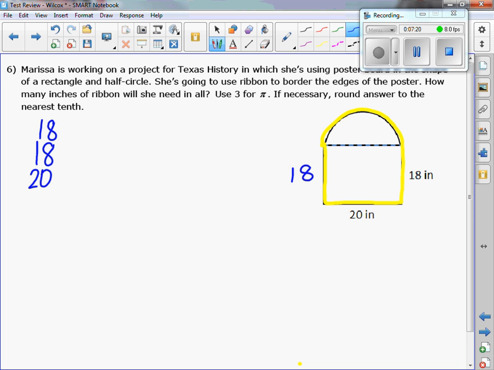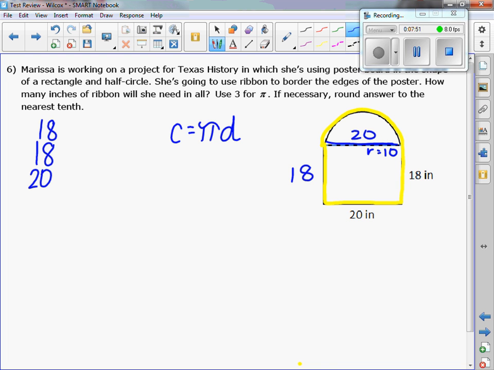And then I need to find how much ribbon is going to need to go around my half circle up top. We don't have a formula for a half circle circumference, so we're going to find the circumference of the whole circle, and then divide it by 2 to find half of it. If the bottom of my rectangle is 20, the top is 20, making my diameter 20, and my radius half of that, which is 10.